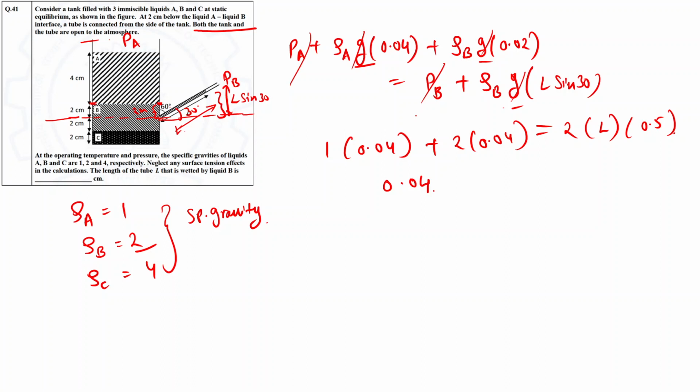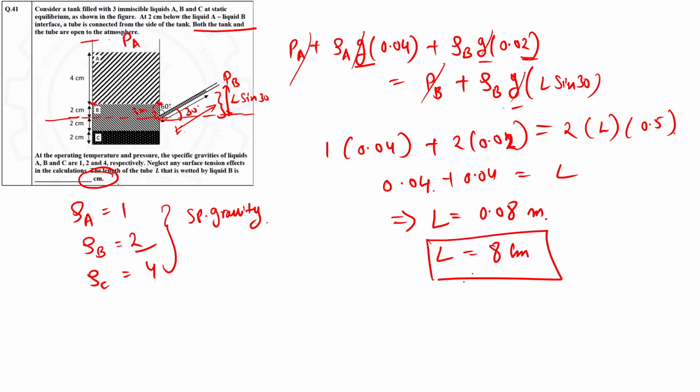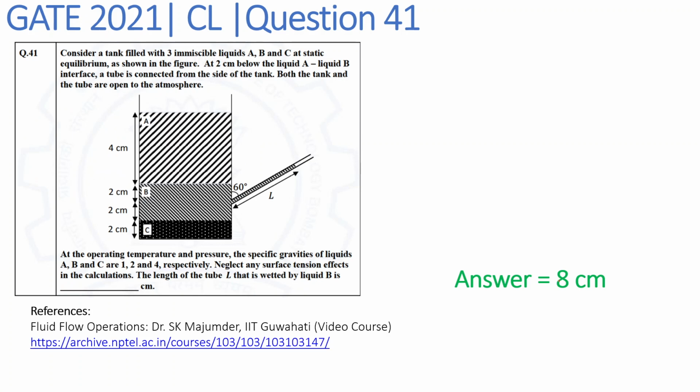0.04 plus 0.04 is equal to L, the value of L is 0.08 meters. In the question we have to write the length in centimeters, so it will become 8 centimeters. So the final answer, we will write it as 8 cm.